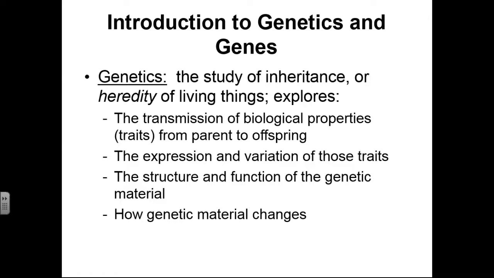This study of inheritance explores a lot of different things, such as the transmission of these traits from parent to offspring, or how those traits are expressed. For example, my father has a blood clotting mutation. How that mutation is expressed in my siblings and I differs from individual to individual. Or we could look at the structure of the genetic material and the function of that genetic material.